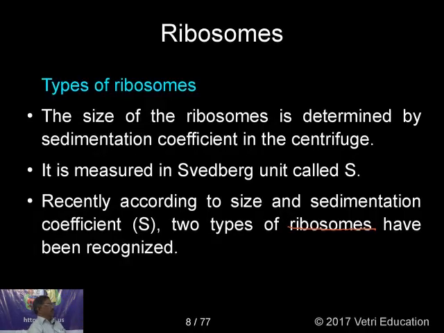Types of ribosomes depend upon their size. The size of the ribosomes is determined by the sedimentation coefficient in the centrifuge. It is measured in Svedberg units, generally called S. Recently, according to size and sedimentation coefficient, two types of ribosomes have been recognized.